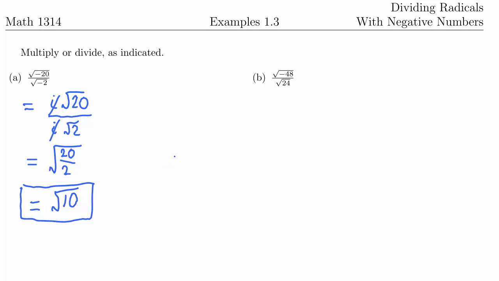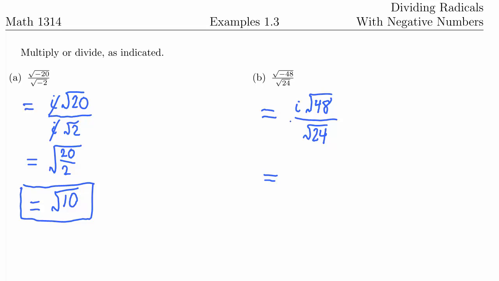Let's look at letter B now. The square root of negative 48 divided by the square root of 24. Again, I want to simplify, kind of. The square root of negative 48 can simplify as i times the square root of 48. Notice I didn't fully simplify it. The denominator has no negative, which means I can leave it as the square root of 24.